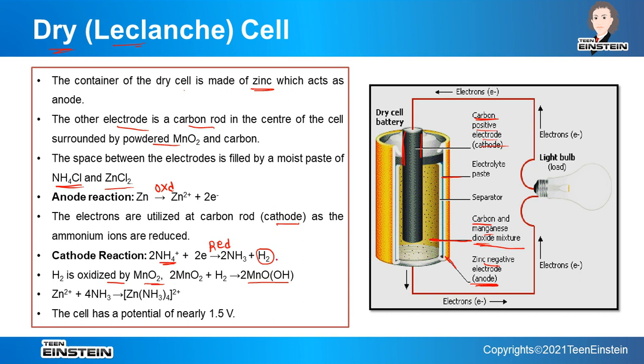You can also combine these two reactions together. In some books you may find these two reactions written combined, but ultimately MnOOH is produced, and the Zn2 plus formed at the anode makes a complex with ammonia. Ammonia is produced at the cathode, so it will produce this type of zinc-ammine coordination complex, and the cell has a potential of nearly 1.5 volt. Here you can see that electrons are coming from the anode, going through the light bulb, then towards the cathode. This is the direction of electrons, so obviously the direction of current will be opposite. Fine. So this is all about the dry cell, its working, its mechanism, and how it looks.